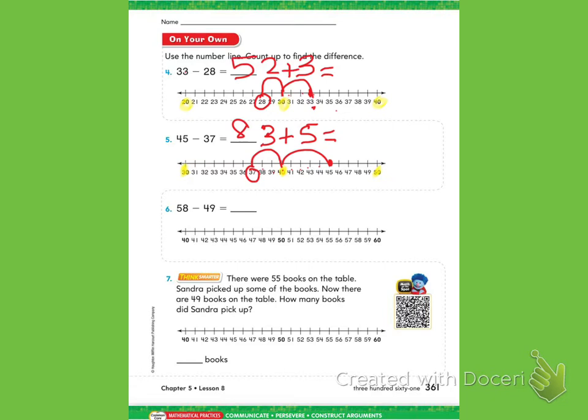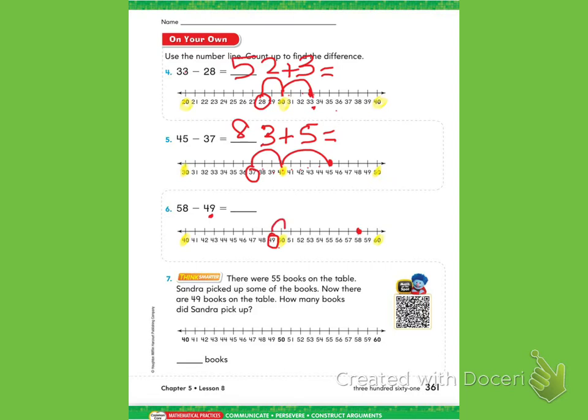All right, I bet you guys did awesome. So I'm going to highlight 40, 50, and 60. I'm going to find 49. I'm going to start with 49. Remember, that's the tricky part. You got to start at 49, and I'm going to draw a stop at 58.